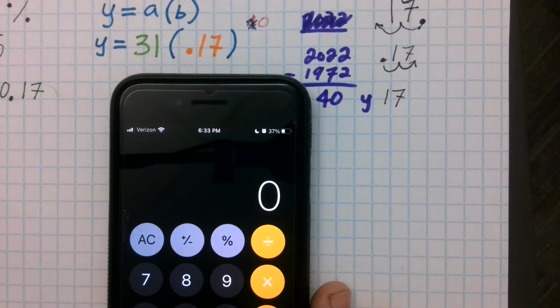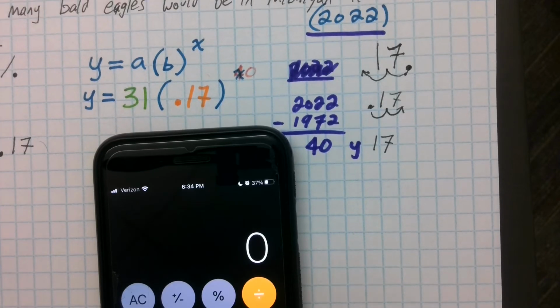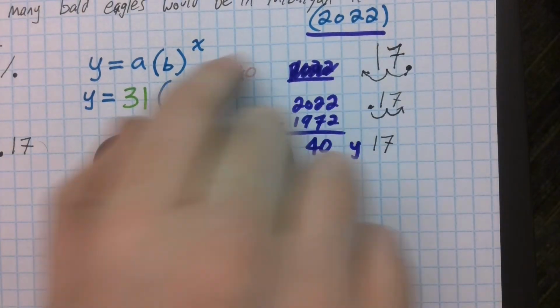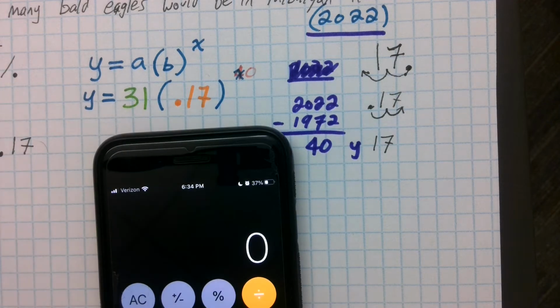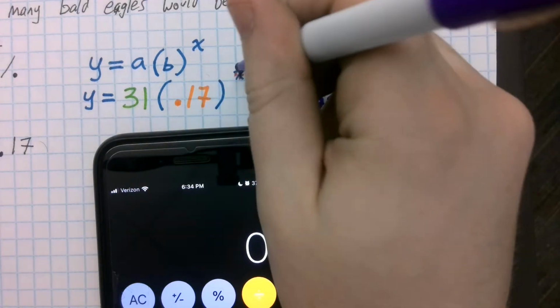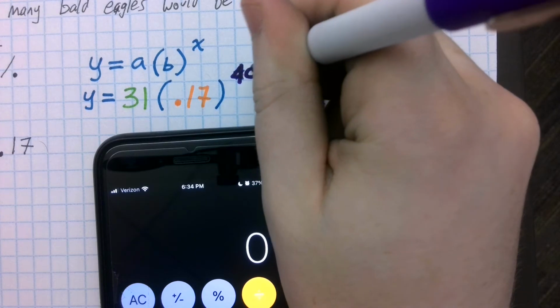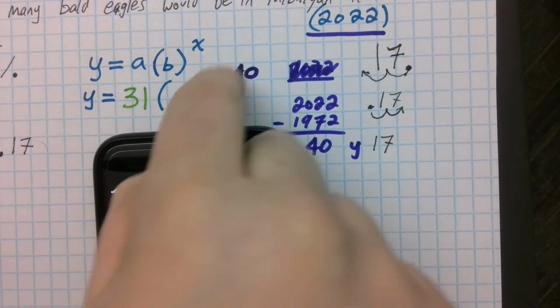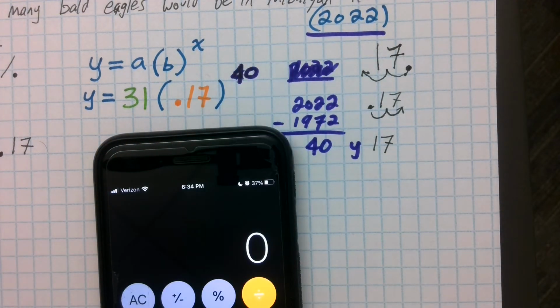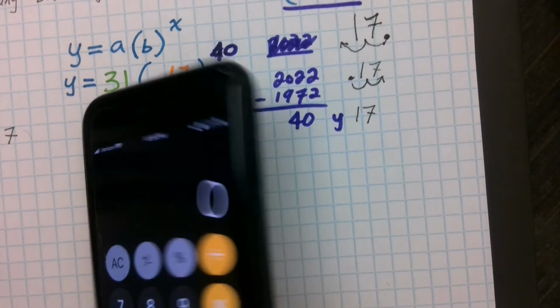First things first. Looking at this problem, we see that we have 0.17 to the 40th power and 31 times 0.17. Using PEMDAS, we have to remember which one we do first. And it turns out we have to do this 40th power, which I'm going to rewrite because it looks a little messy. We have to do 0.17 to the 40th power first. Exponents, E, go before multiplication, M, in PEMDAS. But how do we take this to the power in our calculator?